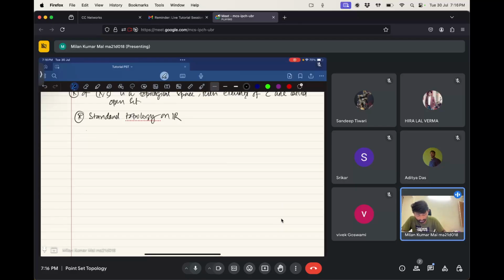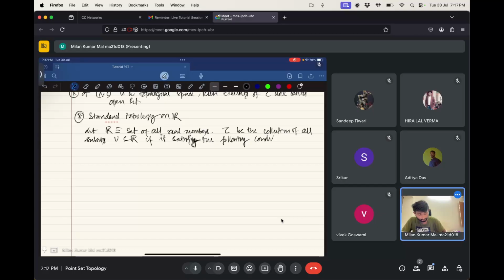Let R be the set of all, sorry, R be the set of all real numbers, and U a subset of R. Now, let tau be the collection of all subsets U of R, if U satisfies the following condition, which is denoted star 1.